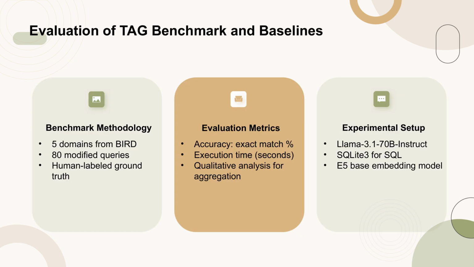In this section, we introduce the TAG benchmark and evaluate various baselines. The benchmark methodology involves selecting 5 diverse domains from the BIRD dataset, resulting in 80 modified queries that require either world knowledge or semantic reasoning. These queries are evaluated using human-labeled ground truth. The evaluation metrics include measuring accuracy as the percentage of exact matches and execution time in seconds. For aggregation queries, qualitative analysis is provided.